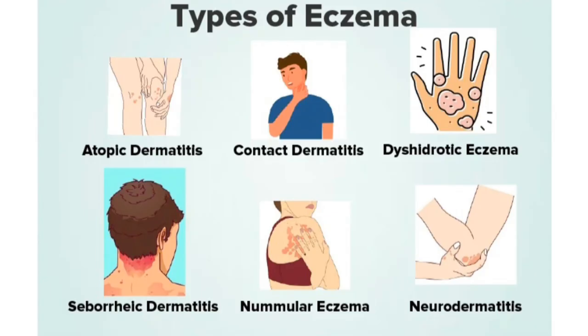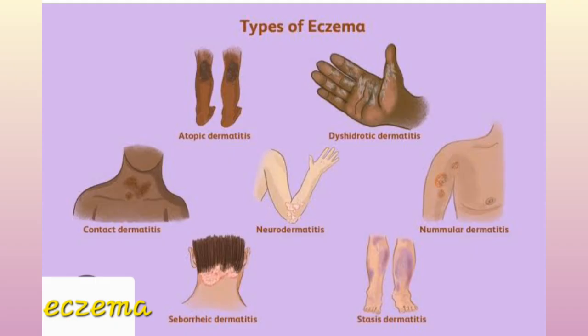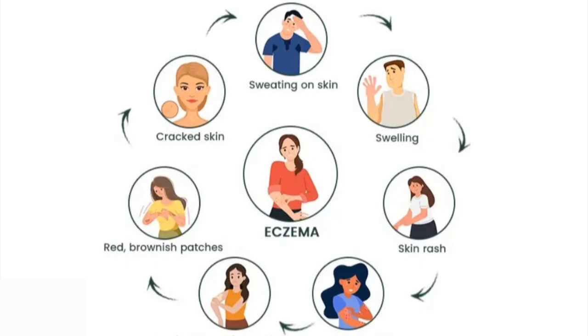So one of the first steps in finding a treatment plan is to identify the type of eczema that you have. There are 8 different types of eczema, and each type has its own characteristic features. Knowing which type of eczema you have can help you and your doctor to determine the best treatment available.